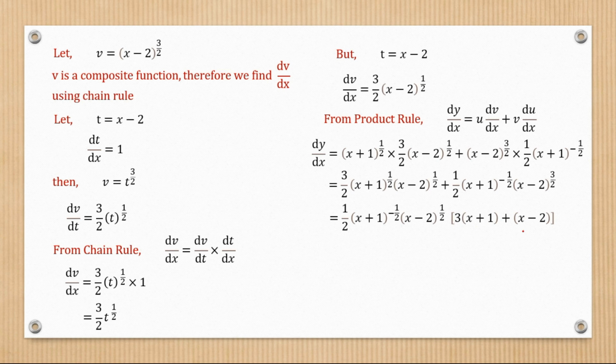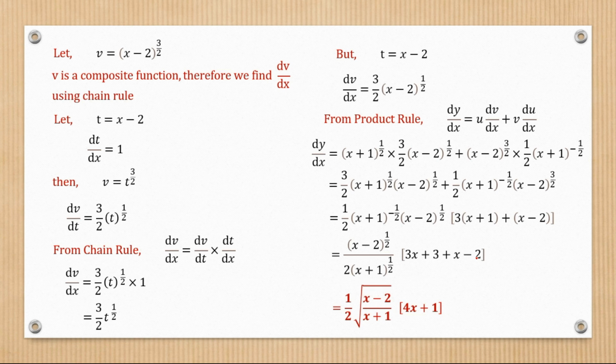Now I can see that since this is to the power negative a half, I can take this down to the denominator and make it positive. So now this is what it looks like. On the other side, when I open brackets, I have 3x plus 3 plus x minus 2. Now 3x plus x is 4x, and then 3 minus 2 is 1. So now I'm left with that.